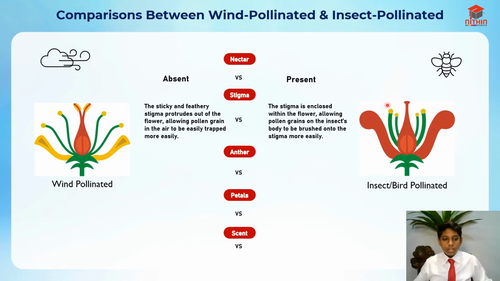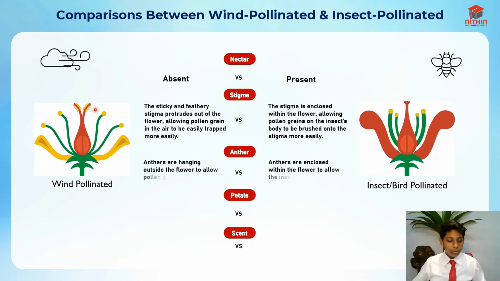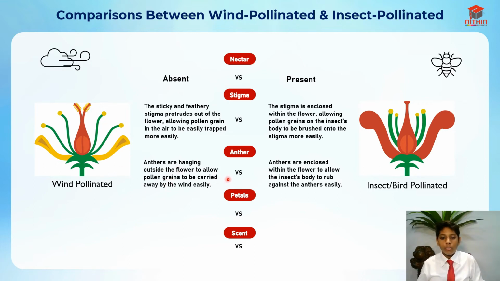Next, the type of anther these two flowers have are different. So for the wind pollinated flower, the anthers are hanging outside of the flower to allow the pollen grains to be carried away by the wind easily. Okay, so this is self-explanatory. I hope you understand that. And next, for the insect or bird pollinated flowers, the anthers are enclosed within the flower to allow the insect's body to rub against the anthers easily. Like I explained, it needs to be easier for the insects to rub against the anther so that when it flies off to another flower, it can pollinate it.